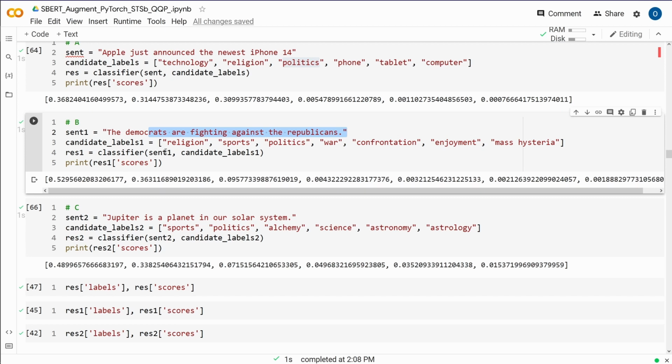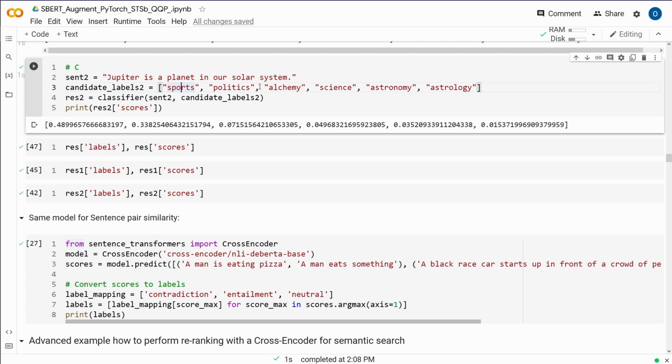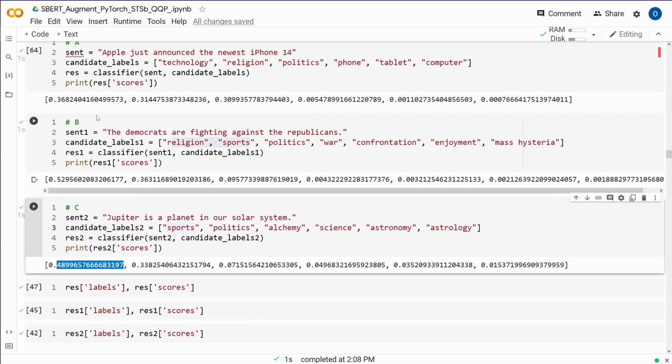So the first 2, religion and sport? No, it's politics. And even worse, now it's science. We have sports, politics, and they give us what? Sports? .49? But then relax. Relax, I made a mistake.